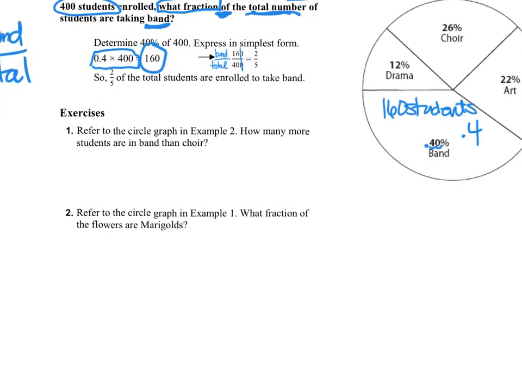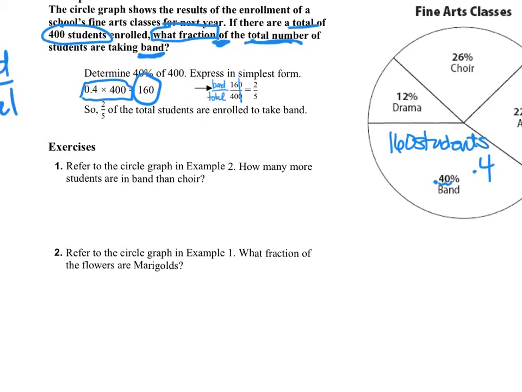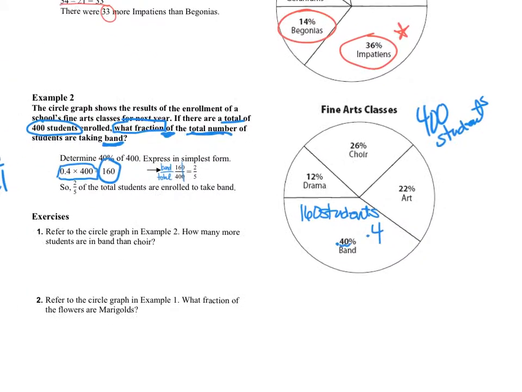Okay, so let's look at exercises down at the bottom. Exercise 1. Refer to the circle graph in example 2, the fine arts classes. How many more students are in band than choir? How many more tells us we're going to subtract. So what are the 2 things we're going to subtract? Band and choir, band minus choir. We already know how many kids are in band, we just figured that out in the last example.